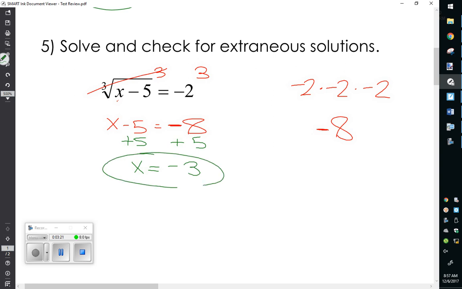There is my answer. If you were to take negative 3 and plug it back in there for x, it would work. It would not be an extraneous solution. If you plugged in negative 3, you'd get negative 8, cube rooted is negative 2. Questions on 5?